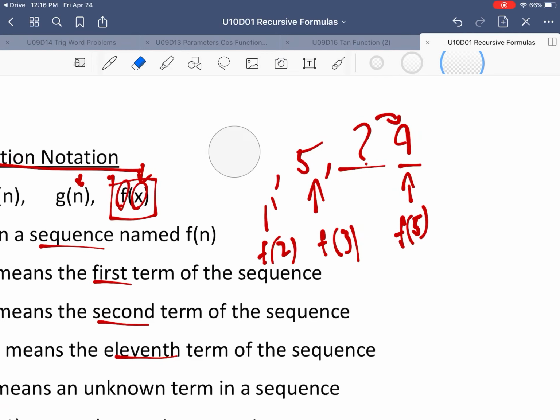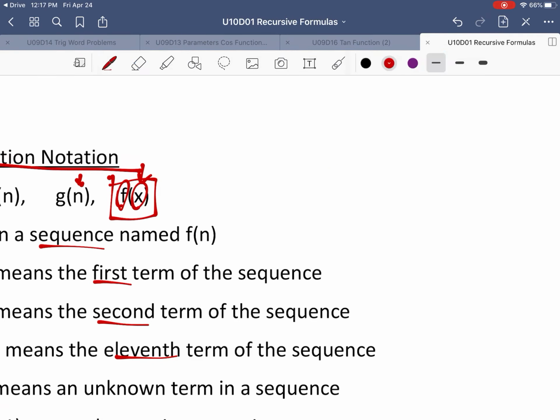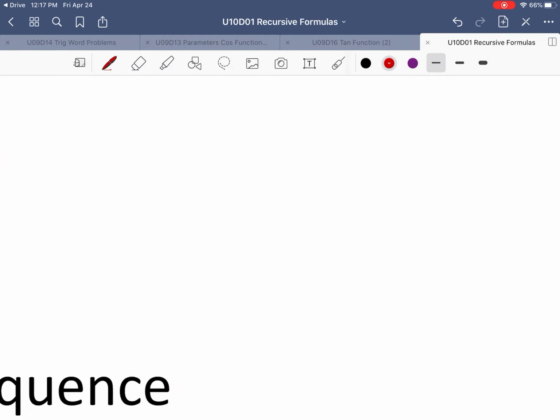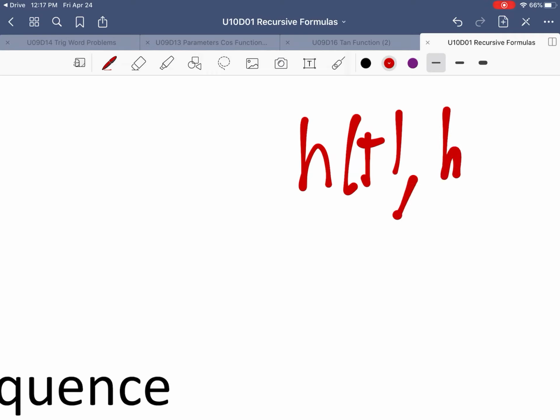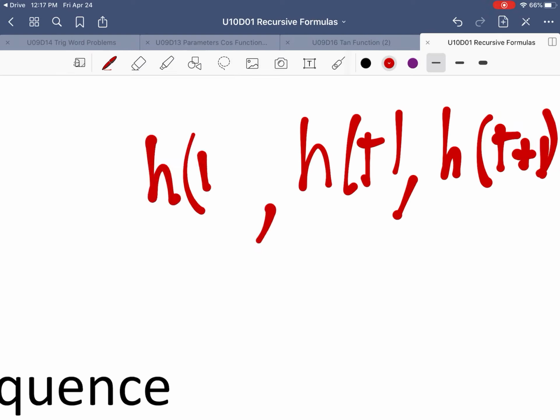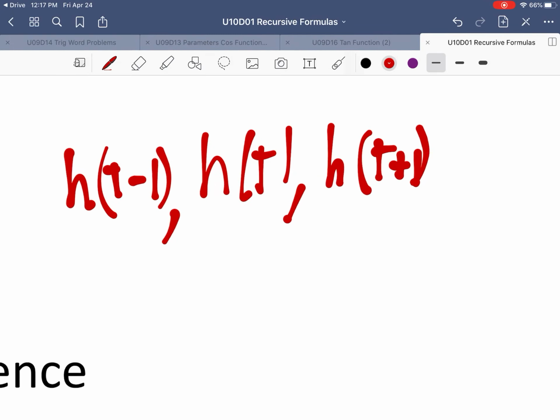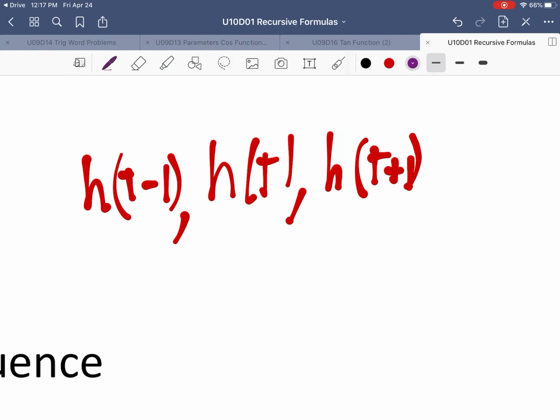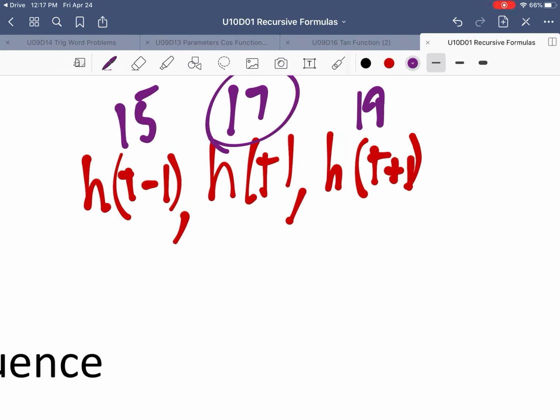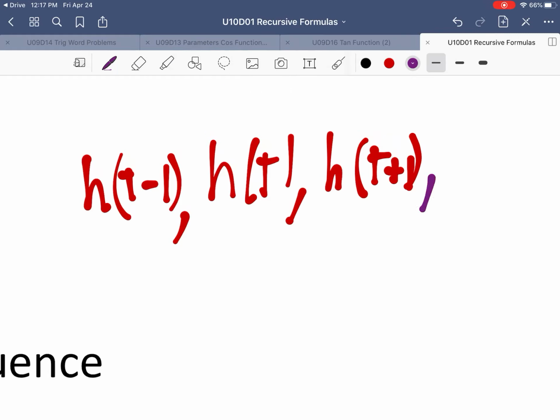So in this case, if I were to erase this sequence and just write, let's just make it h of t, would be some random term in the sequence. The term that comes after it would be h of t plus 1, and the term before that would be h of t minus 1. I don't know what they are, but if we were using that same sequence, let's say this was just some odd number, it would be on that. The one after it would have been 19, the one before it would have been 15, because the rule was to add 2. So once we know one term, we can find the other terms around it. The term that would come after the next term would be h of t plus 2.